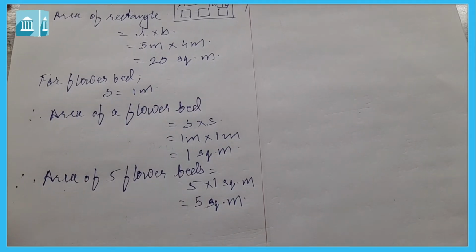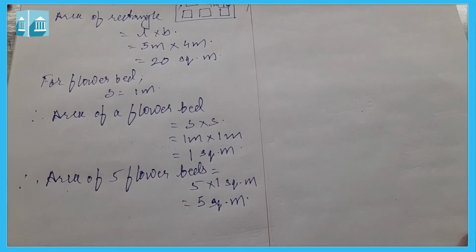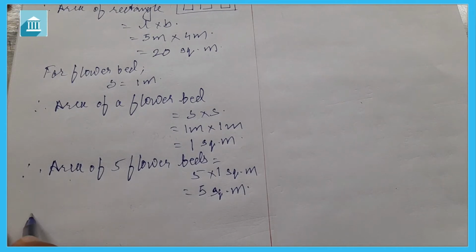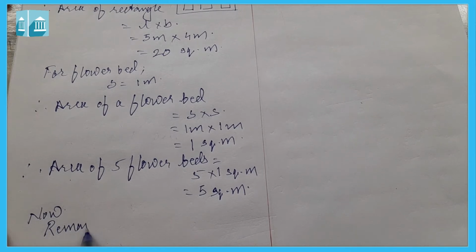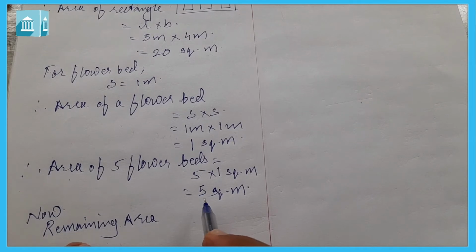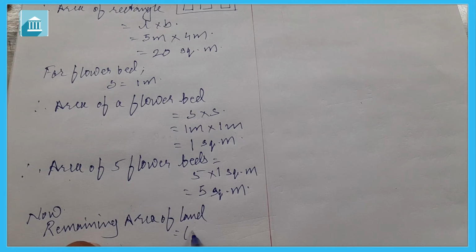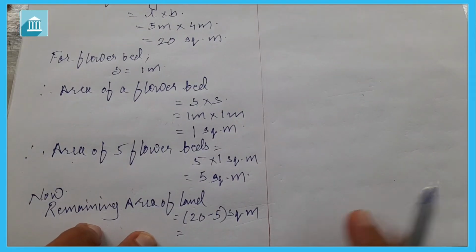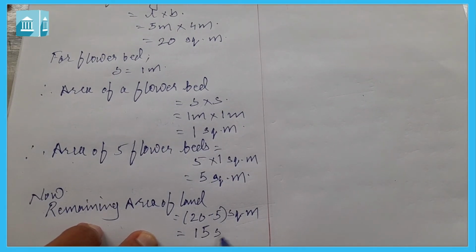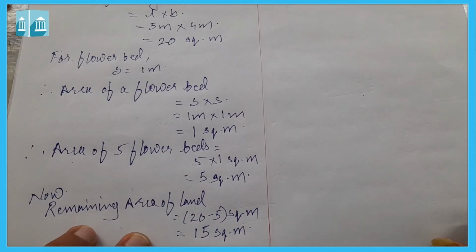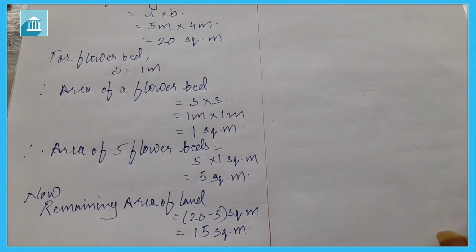Now we have to find out the remaining area. So remaining area of land is equal to 20 minus 5 square meter, which is equal to 15 square meter.